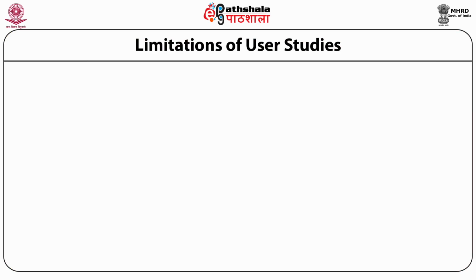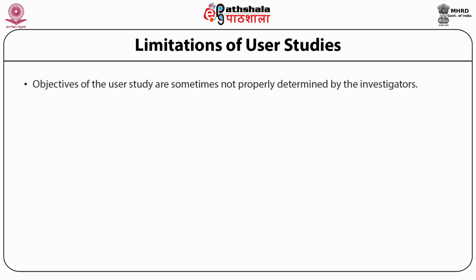But despite all this, we do find that there are some limitations of user studies as well. These limitations must be recognized, must be taken care of, so that the ultimate objectives of user studies are met with. But limitations do creep into user studies because sometimes the objectives are not properly determined by the investigators. The sampling techniques used by the investigators are invariably not flawless.